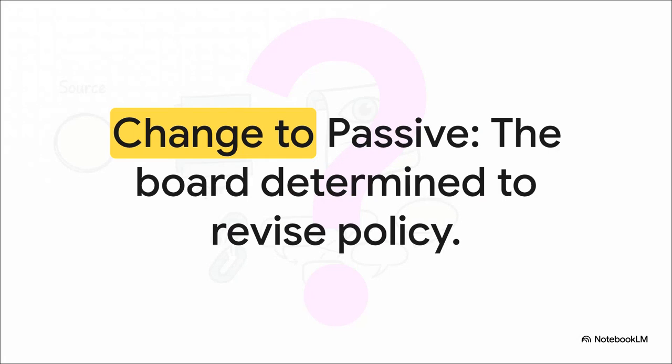Let's try one more just to really cement this new skill into your brain. Here's a very common type of question you might see on an advanced English exam. The board determined to revise the policy. Walk it through the exact same 4 steps. Think about who is doing the acting and what is being acted upon. Where does the spotlight need to go? Apply the formula right now.